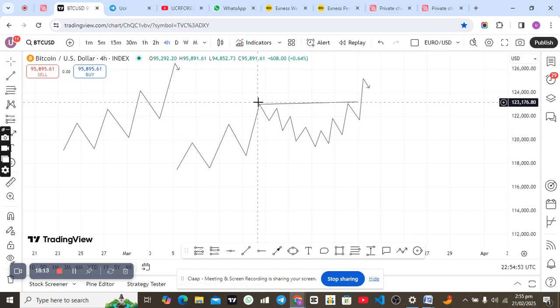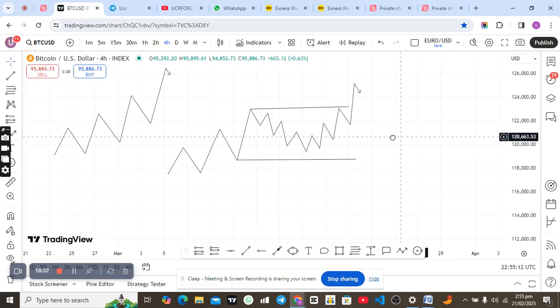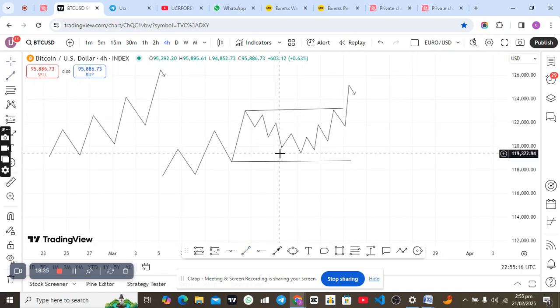So where is the low that gave birth to the particular high? Where is the origin of all this buy that gave birth to the particular high? Look at where the origin is. Are you getting me now? So since this is your origin, and this is what we talk about, this will be our external low. Whatever is happening inside it is what we call internal structure.